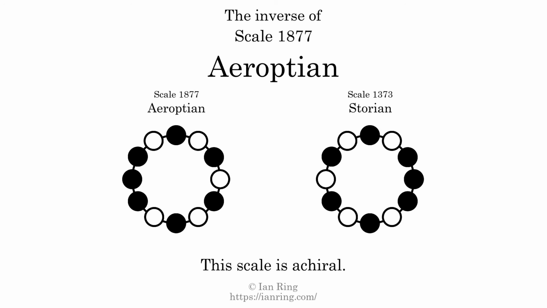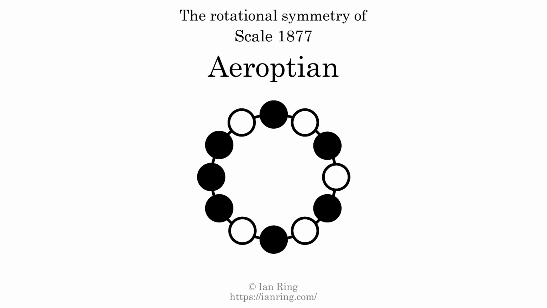The inverse of a scale is a mirror image. It is what you get when the sequence of intervals is reversed. The inverse of this scale is scale 1373, also known as Storian. This scale is achiral, since it can transform into its own reflection by a rotational transformation. This scale has no rotational symmetry.